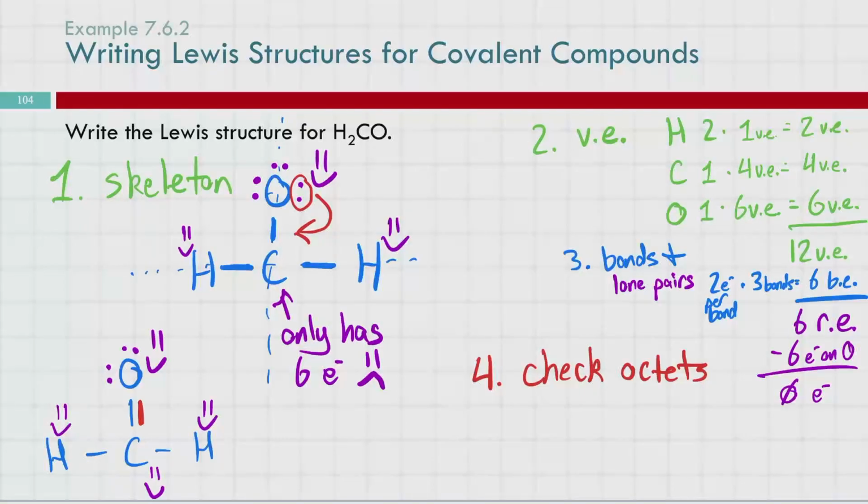All right, picking up where we left off last time, we learned about Lewis structures and how to make them for covalent compounds. We walked through a couple of steps.